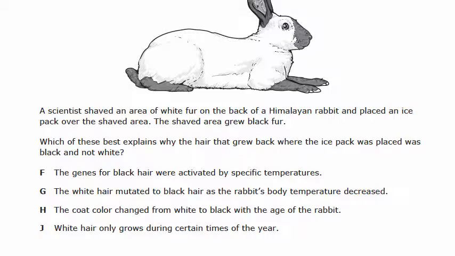Which of these best explains why the hair that grew back where the ice pack was placed was black and not white? F. The genes for black hair were activated by specific temperatures. G. The white hair mutated to black hair as the rabbit's body temperature decreased. H. The coat color changed from white to black with the age of the rabbit. Or J. White hair only grows during certain times of the year. Stop the recording.